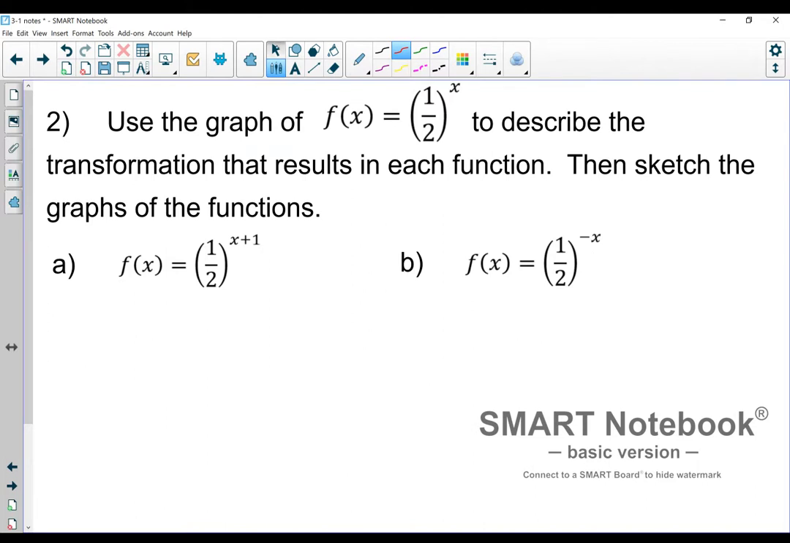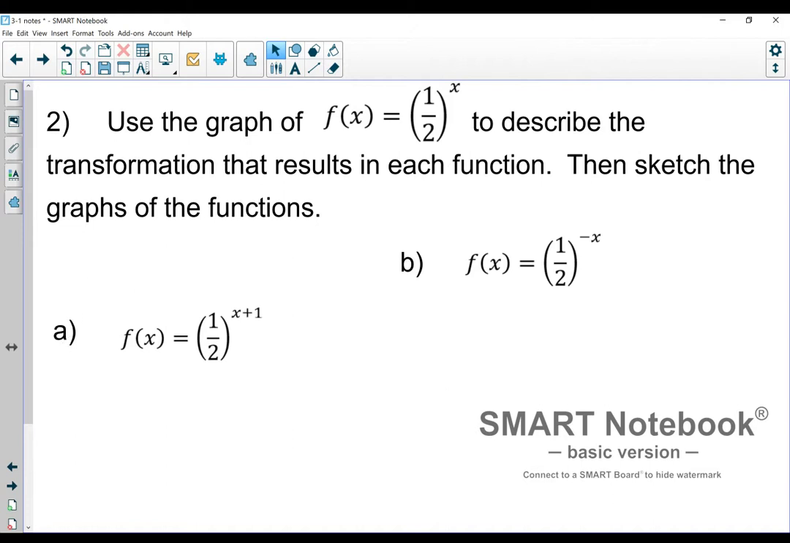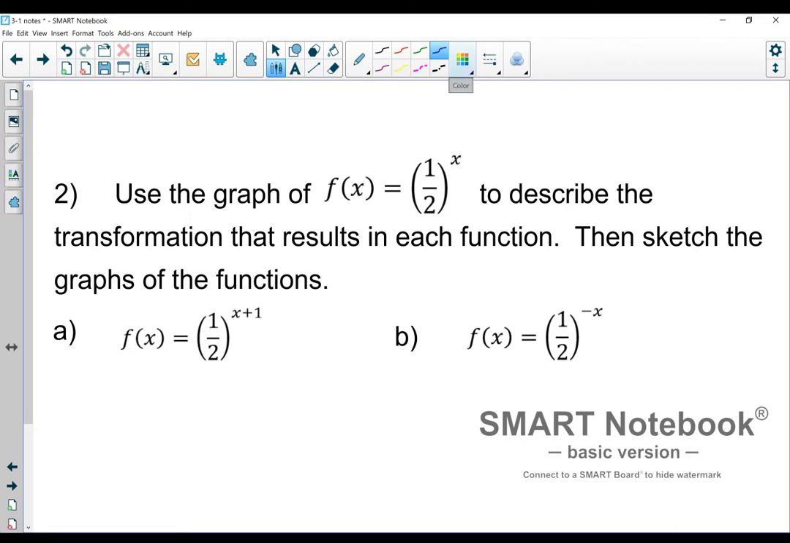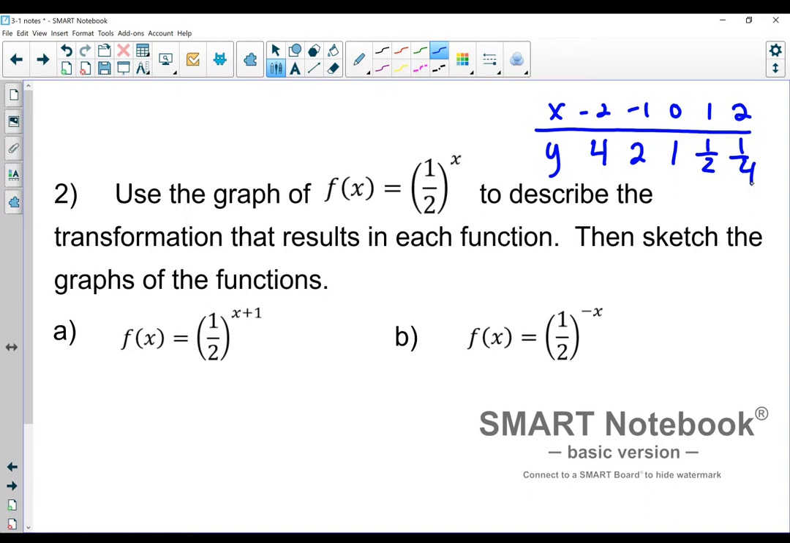So if we have, and I'm going to move all this stuff down because I want room for that original graph. So if we have this graph, 1/2 to the x power, let's think about what our original function would look like. So I would have an x and a y, -2, -1, 0, 1, 2. If I raise something to a negative exponent, it's going to flip it and then square it. So we'd have 4, 2, anything to the 0 power is 1, 1/2 raised to the first power is 1/2, and then 1/4.